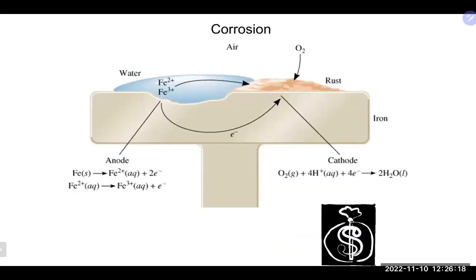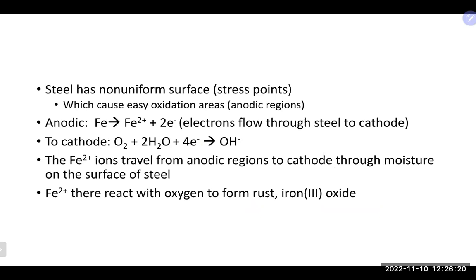So to make rust, which is iron(III) oxide, you need just a few things: iron, a little bit of oxygen, and some moisture. Steel has a lot of non-uniform parts, and that allows the oxidation of iron to occur. It occurs in two steps. You first make iron(II), and then it gets further oxidized to iron(III), where eventually we make iron(III) oxide, which is what we commonly call rust.